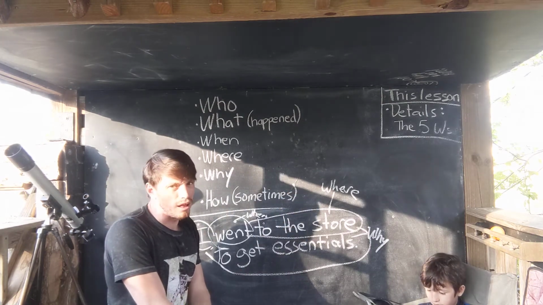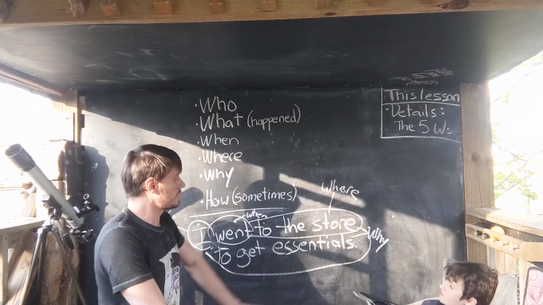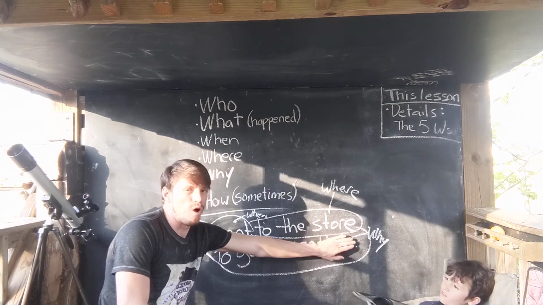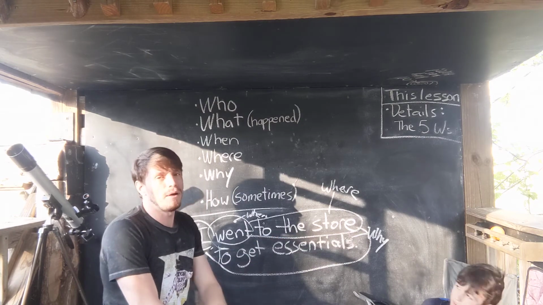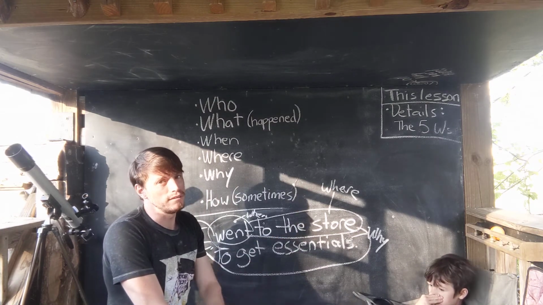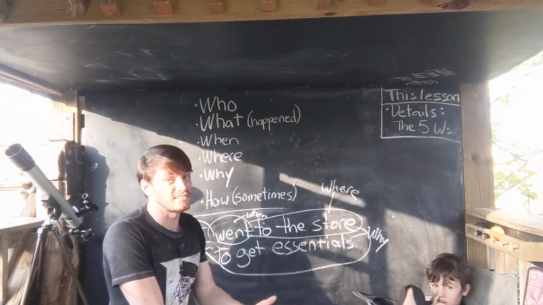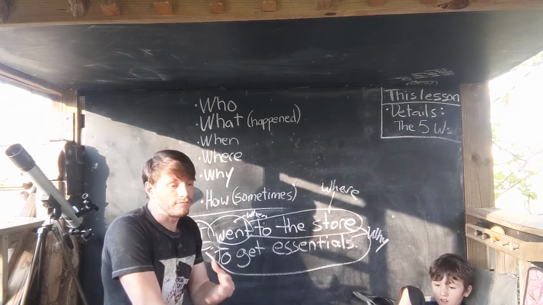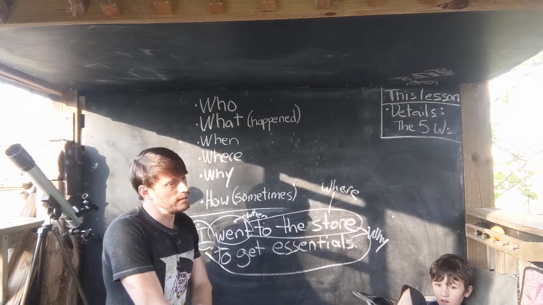Some of those things might be implied sometimes. They might not be there, because I could shorten this sentence, take off the bottom half, and it's not going to tell the why too much, all right? But it's implied. You're probably going to go to the store to get something. People don't just normally go to the store, right? And so you have to make a guess sometimes.